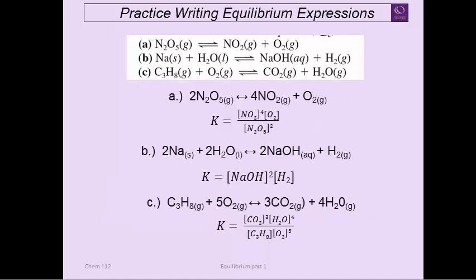So let's see, how did you do? Here's question 1. Once you balance it out, it's all gases, so all these reactants and products will go into the equilibrium expression. NO2 is raised to the 4th power, O2 is raised to the 1st, N2O5 is to the 2nd. There's your equilibrium expression.